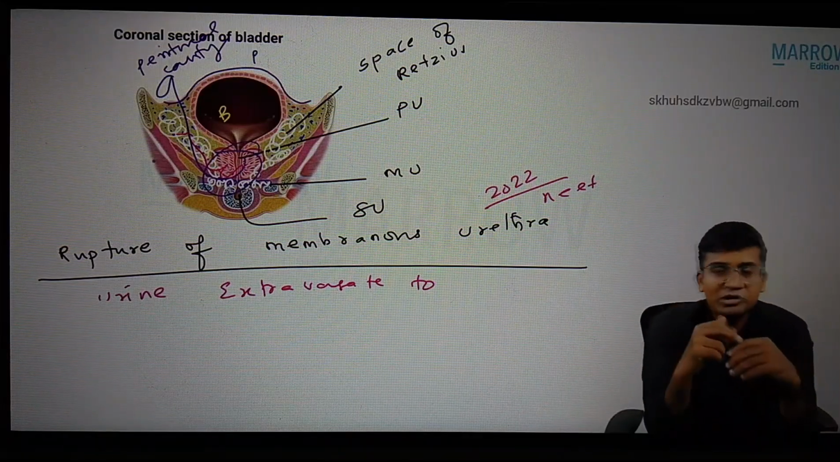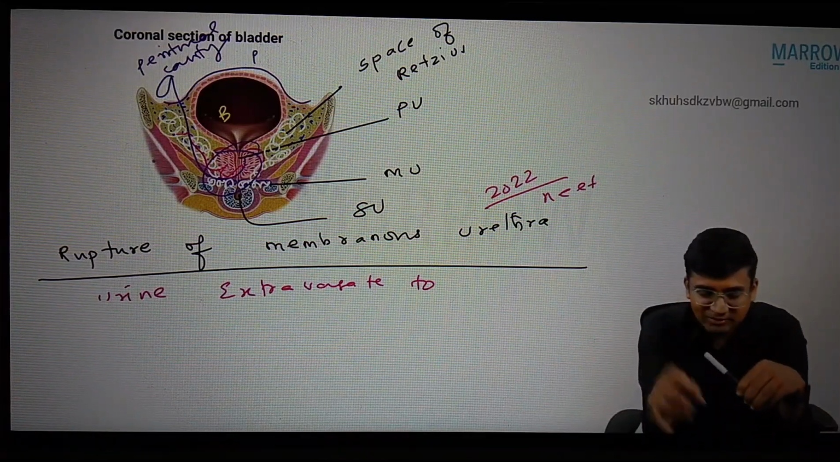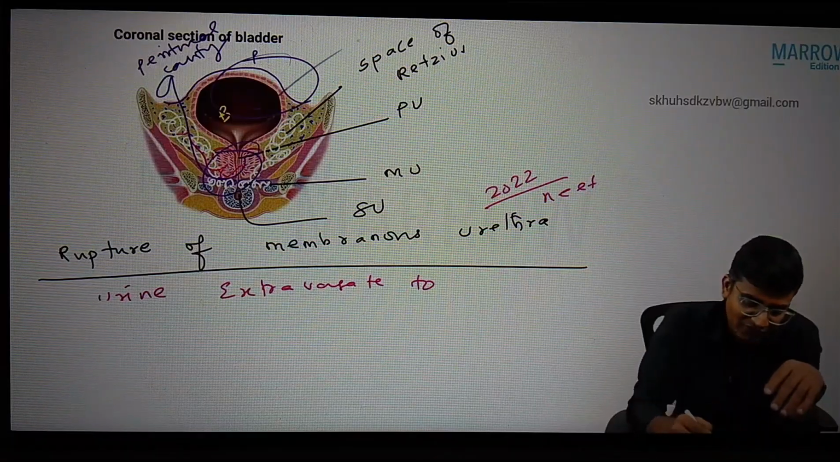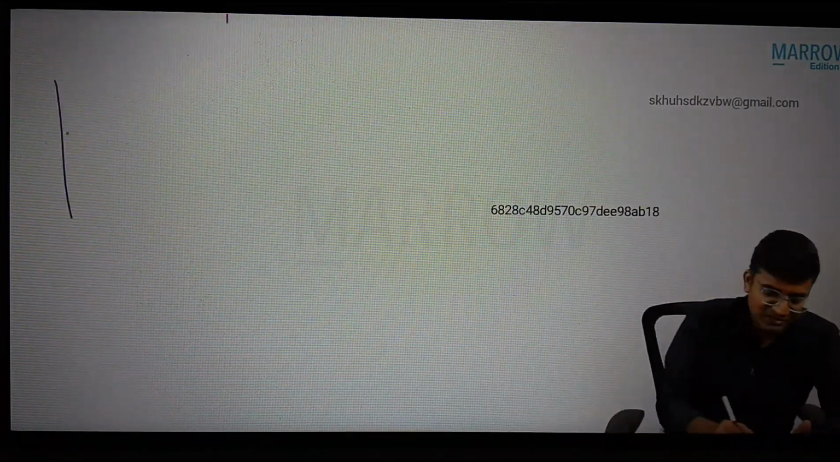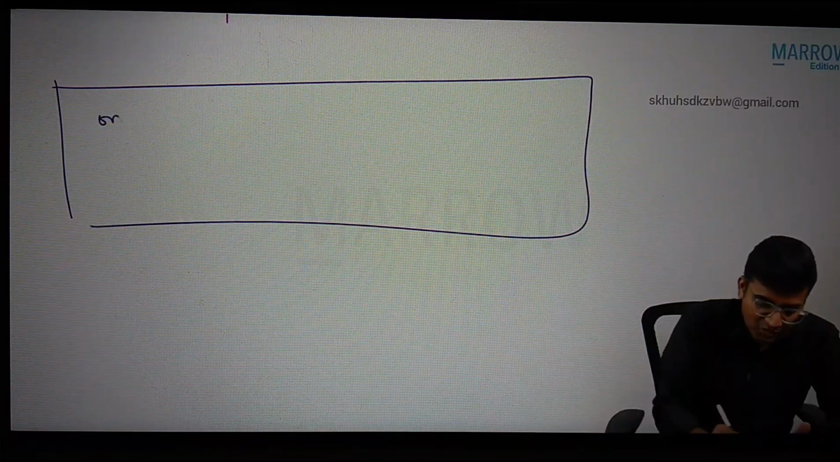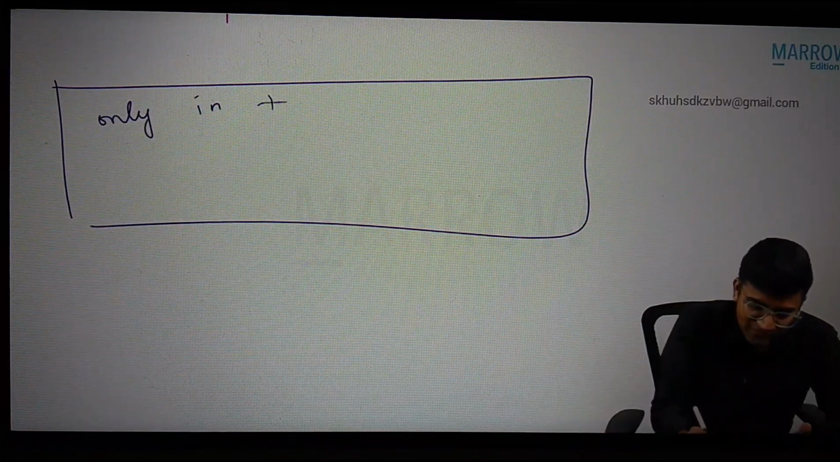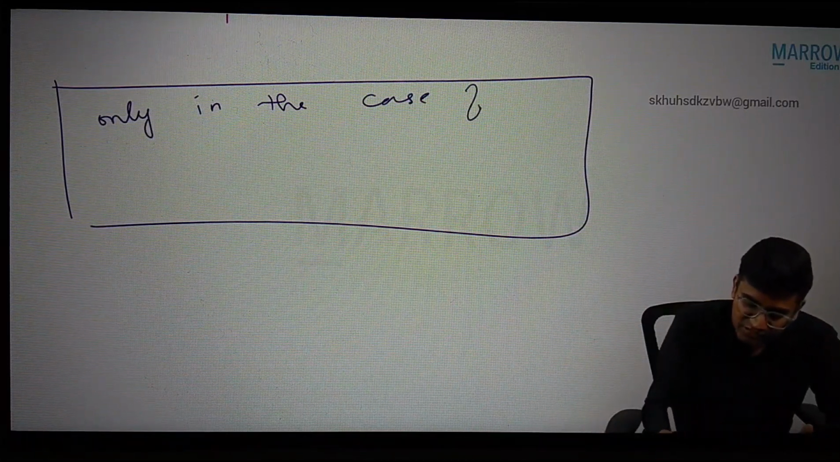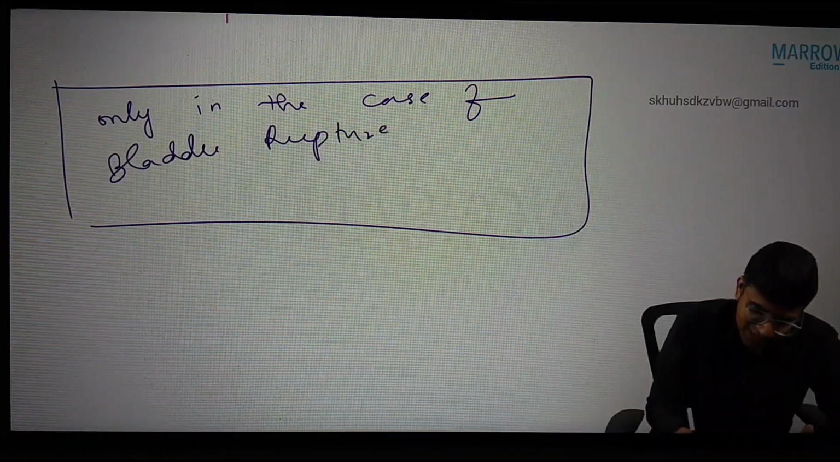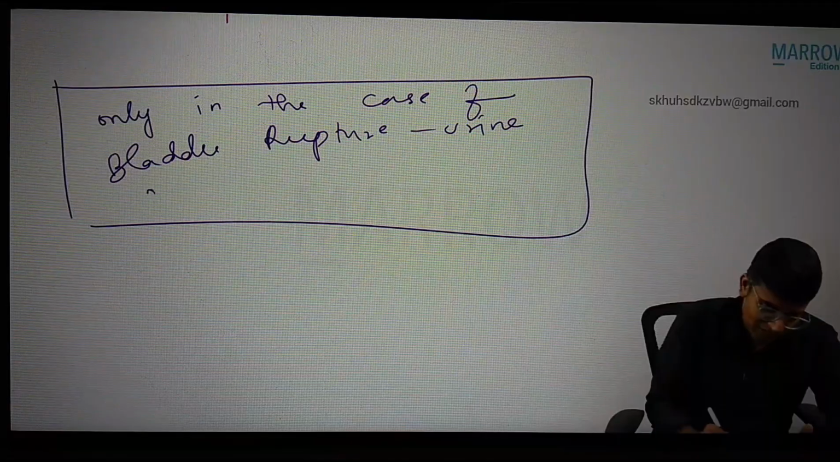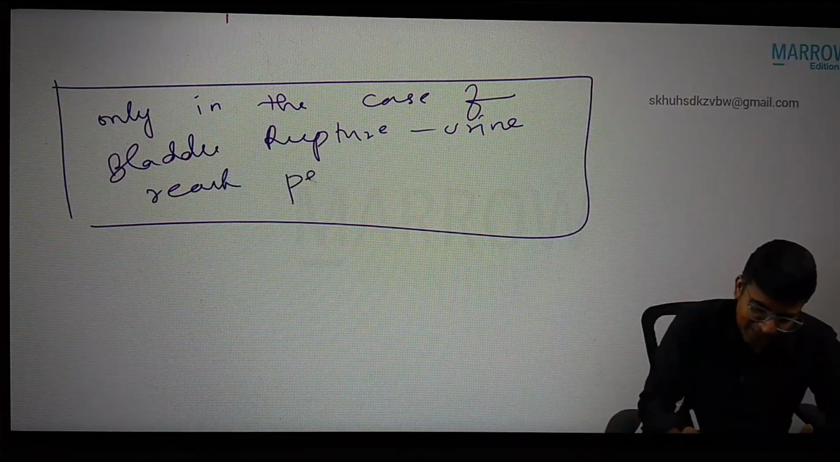Then when will the urine go to the peritoneal cavity, sir? In the case of rupture of? In the case of rupture of bladder. Very good. Only in the case of bladder rupture. Please put one box and then write: only in the case of bladder rupture, the urine reaches the peritoneal cavity.